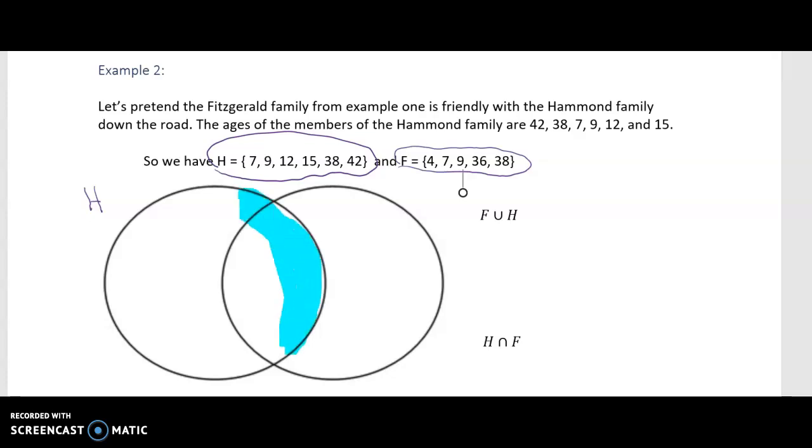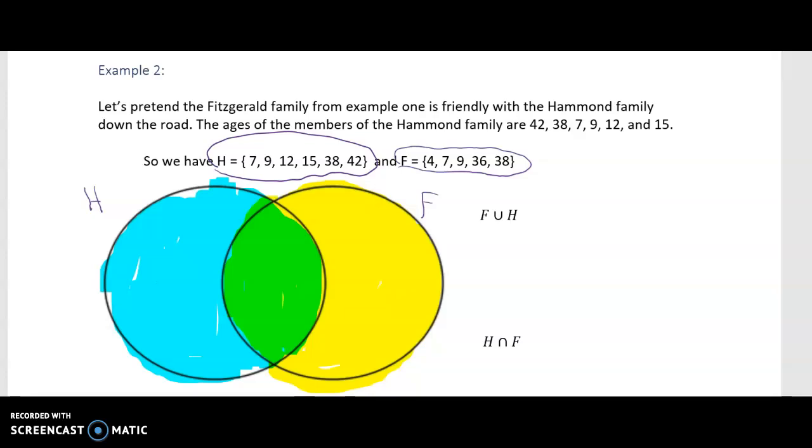And for the Hammond family, anything that falls in this blue circle is in their set. Next, we're going to draw a Venn diagram for the Fitzgerald family. Anything that falls into the yellow circle is part of the Fitzgerald family's set.